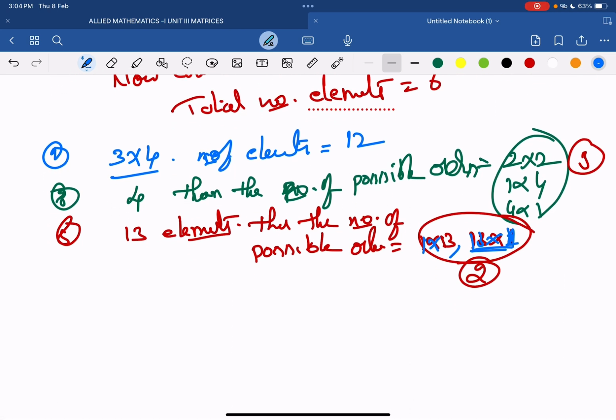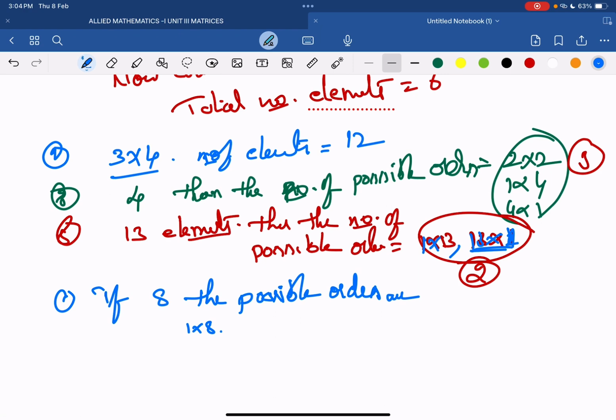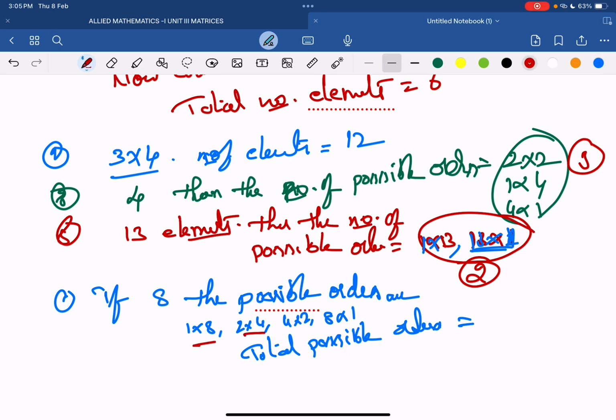And one more example. If the number of elements of the matrix is 8, then what are the possible orders? The possible orders are 1 by 8, 2 by 4, 4 by 2, 8 by 1. So the total possible orders are 1, 2, 3, 4. We get 4 possible orders.